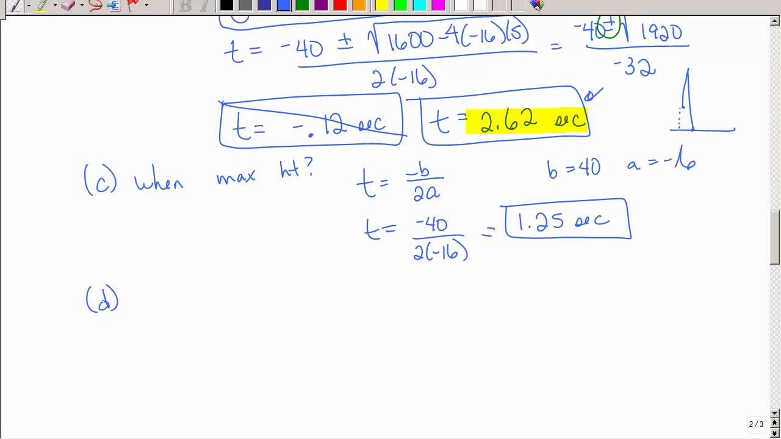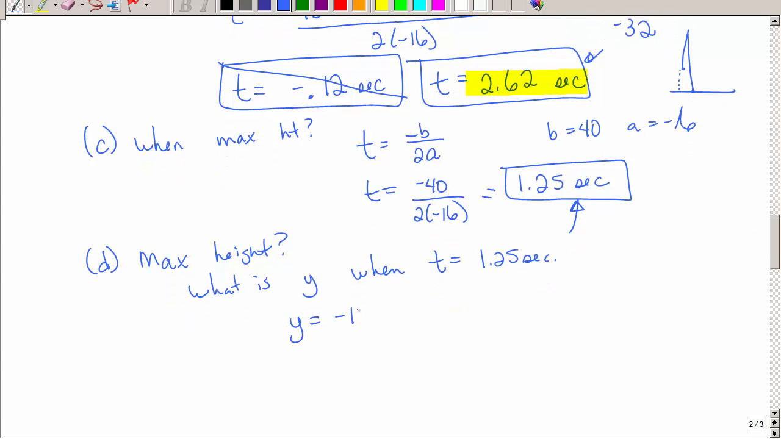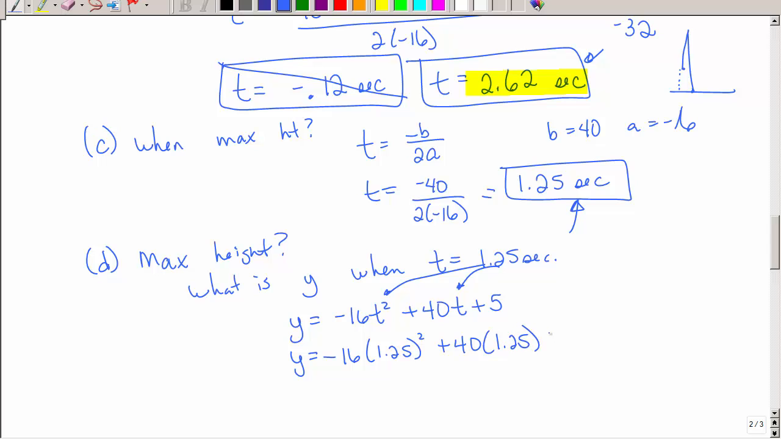And part D asks, what is the maximum height of the ball? Again, you could memorize a formula, but you're going to have so many to memorize. I think it's better to really understand. What is the maximum height? Well, that means what is y when t equals 1.25 seconds? Remember, it took that long to reach the maximum height, so let's just solve for y. And again, remember, we're going to use our equation that we developed, and we're going to plug in t to be 1.25. Punch that carefully into your calculator, and you should get 30, and again, that's 30 feet. Seems like a reasonable answer.